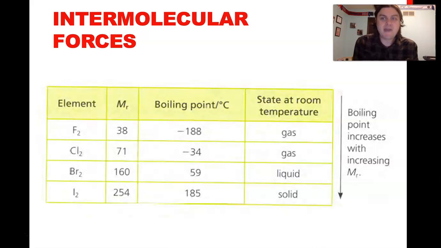And the way that that manifests itself in the physical world, the thing that we can actually observe with regards to this, is the boiling point, right? Is the state of matter at room temperature. So we can see that these molecules, the way I like to describe it, is they get stickier. They cling together more as they get larger because of increased van der Waals forces.